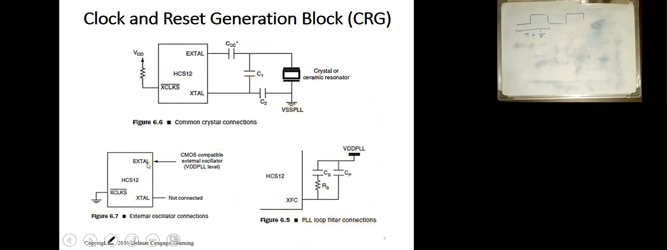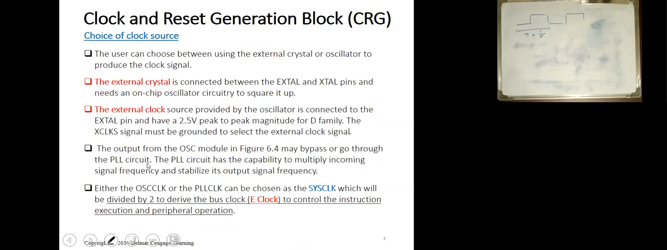Okay, so we talked about this. These are some of the details that I already mentioned. The choices of the clock source: the user can choose between an external crystal or oscillator to produce the clock signal. So you can use an external crystal or some oscillator. It could be a function generator, it could be a 555 timer, any circuit that can generate a square wave.